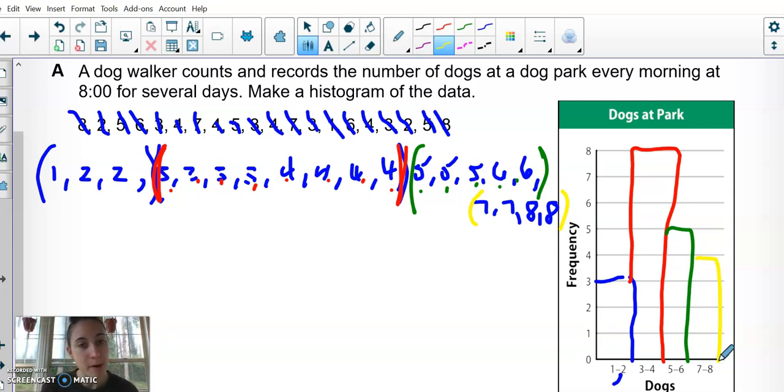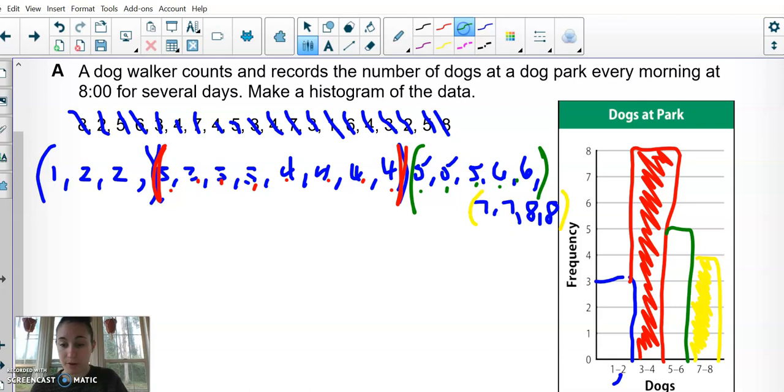And then notice how all of my bars are touching. That's important. Unlike a bar graph, histograms generally show numerical data, and they never skip a number. Notice how the intervals go from 1 to 2 and then immediately start at 3. 3 to 4, and then immediately start at 5. So they don't skip any numbers. Since they're not skipping any numbers, our bars should be touching. There should not be any spaces between the bars because we're not skipping any numbers in our number line. So there's our histogram. Not too bad, right?